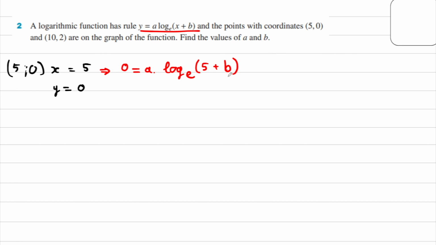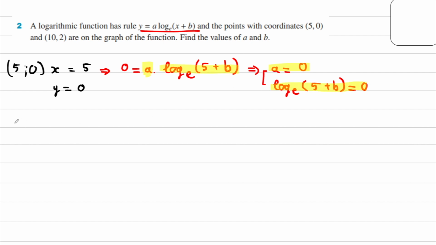For this one, I cannot use my simultaneous equation, so I need to change this a little bit. When you have 0 on the left hand side, a and log e, 5 plus b here, you got 2 options. The first option is a equal to 0, and the second option is logarithm e of 5 plus b equal to 0. Because this one is a form of factorizing an equation, this one becomes 0. It means one of the two factors has to be equal to 0. This factor may be equal to 0, or this factor may be equal to 0.